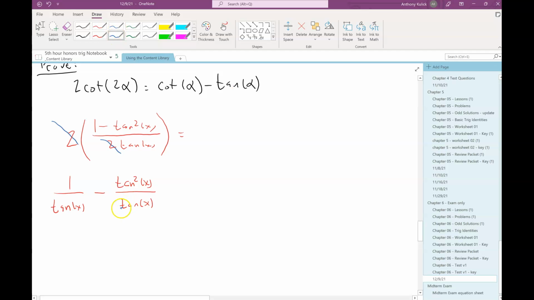And I like that because, well, the tangent and the tan squared can just reduce and become tangent. And 1 over tangent, well, the reciprocal identity just says that's cotangent. And what the heck, I'm done. Whoa! That wasn't so bad.